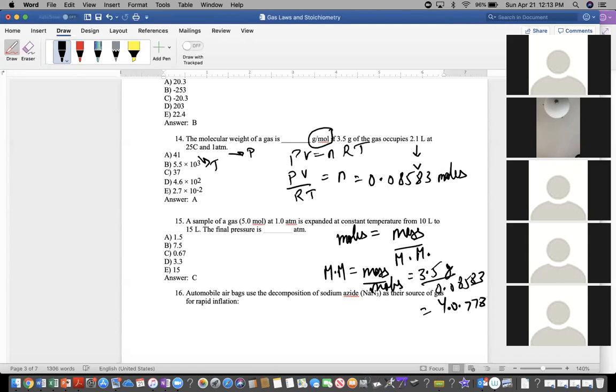You can do this also in the PV = nRT formula, right? Yeah, that's what we did. PV = nRT to get the moles, and then from moles, we figure out the molar mass.